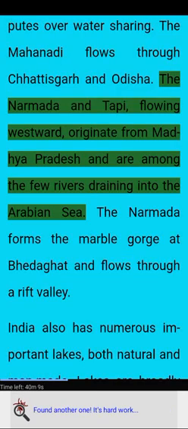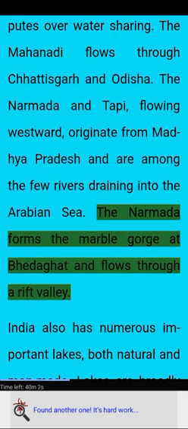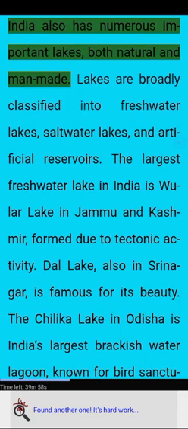The Narmada and Tapi, flowing westward, originate from Madhya Pradesh and are among the few rivers draining into the Arabian Sea. The Narmada forms the Marble Gorge of Bhedaghat and flows through a rift valley. India also has numerous important lakes, both natural and man-made.